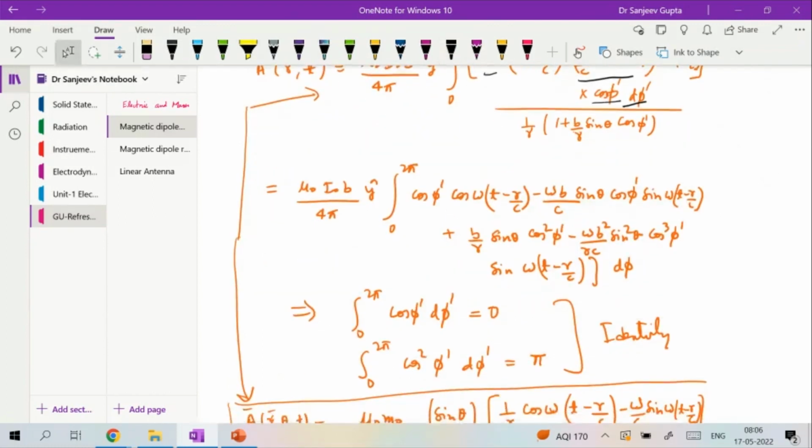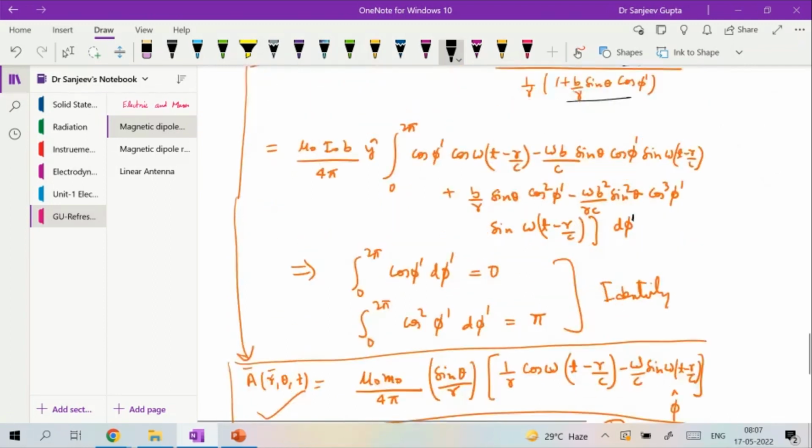After solving this, you will have μ0 I0 b in the y component over 4π, integral from 0 to 2π, then cos φ cos(ωt − r/c), ω b/c sin θ cos φ sin(ωt − r/c), plus you have another component of this, plus b/r sin θ cos²φ minus ω b² r/c sin²θ cos³φ sin(ωt − r/c), and you have a dφ′.